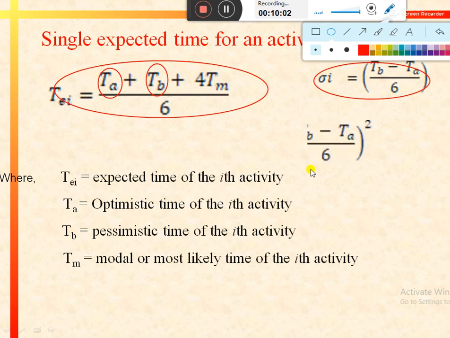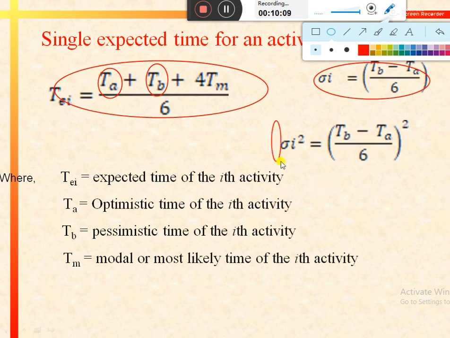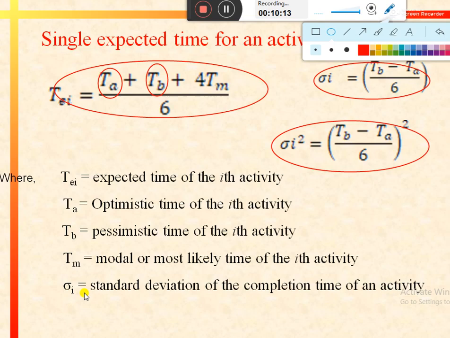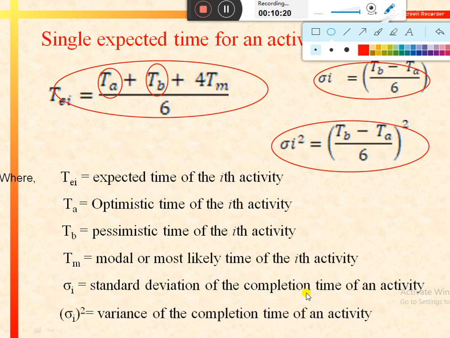By using this formula, we can calculate variance for a particular activity, where sigma I denotes the standard deviation of the completion time of an activity, and sigma square denotes the variance of the completion time of an activity. So with these formulas, we can analyze a given network.